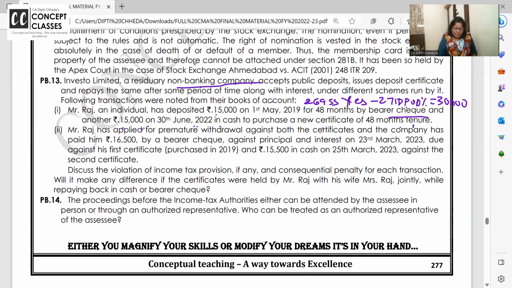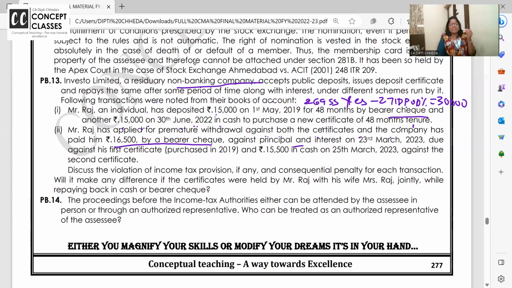Now Raj has applied for premature withdrawal against both his certificates, 15 and 15, 30,000 certificate along with interest. He wants to withdraw. You know, FDs are made for 4 or 5 years. You cannot withdraw, but he wanted to withdraw. So what he does, company has paid him, that NBFC company has paid him 16,500 bearer check against principal and interest.